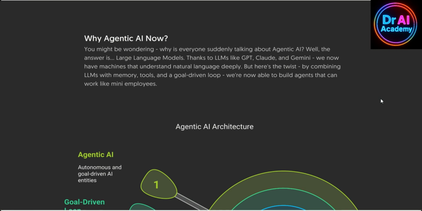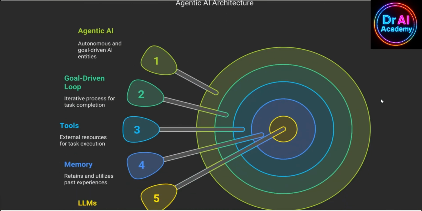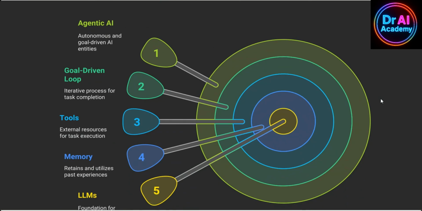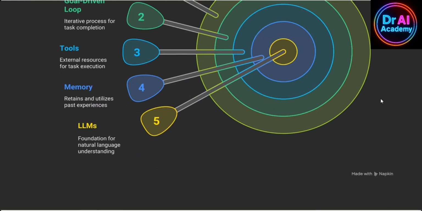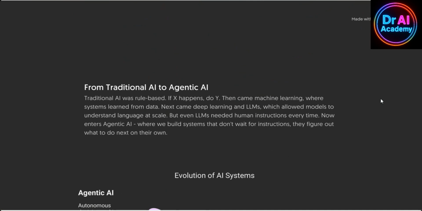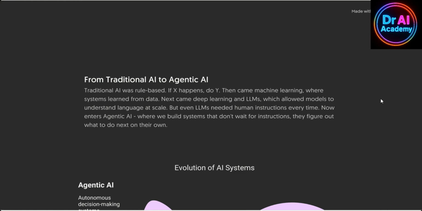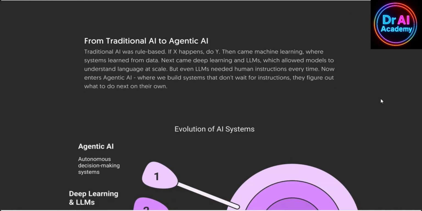Why agentic AI now? You might be wondering, why is everyone suddenly talking about agentic AI? Well, the answer is large language models. Thanks to LLMs like GPT, Claude, and Gemini, we now have machines that understand natural language deeply. But here's the twist. By combining LLMs with memory, tools, and a goal-driven loop, we're now able to build agents that can work like mini employees. They can browse the web, do research, summarize content, fill forms, and even manage workflows. This evolution is a game changer.